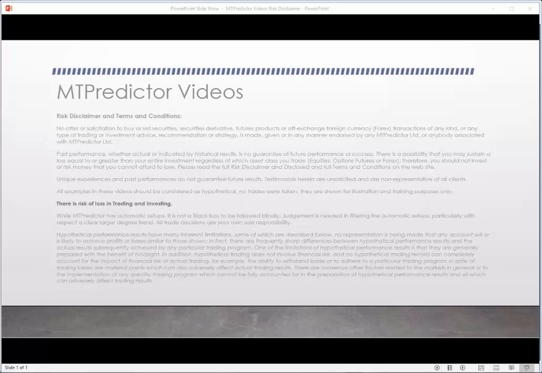But before we do that, I'd like to go through our risk disclaimer and remind you that all examples in these videos should be considered as hypothetical. No trades are actually taken, they're just shown for illustration and trading purposes only. Remind you there's a risk of loss in trading and investing. Put another way, all professional traders know and understand, but more importantly accept, that losses can and do and will unfold.